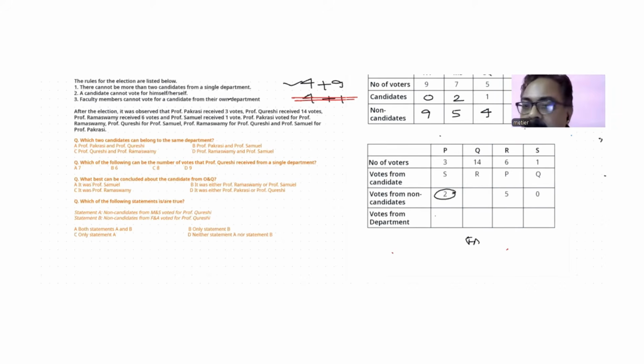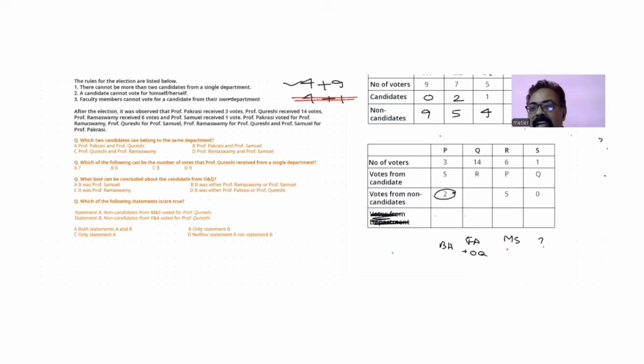So FA plus OQ here. And these two votes came from BH. These 5 votes came from MS, and we are not sure about this. Q belongs to which department? That will be the answer here. So let it be a question mark here. So we don't need this one.